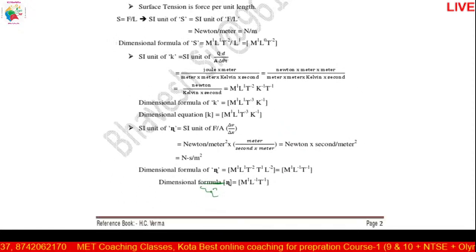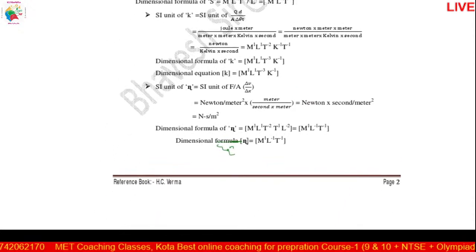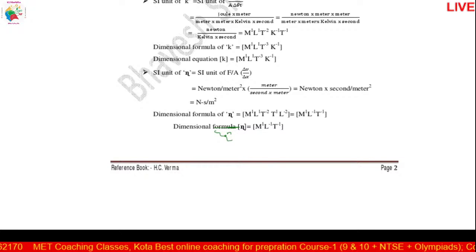Now let's move on. Next is coefficient of viscosity. Now arrange this equation also. So we'll get eta equal to F, force, divided by A, area, then delta V is change in velocity and delta X is change in distance. Okay, so SI unit of eta is equal to SI unit of this quantity.